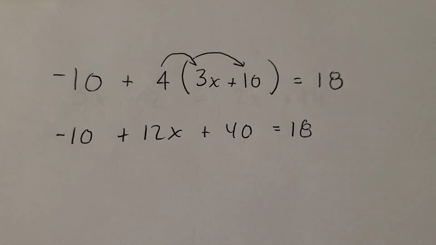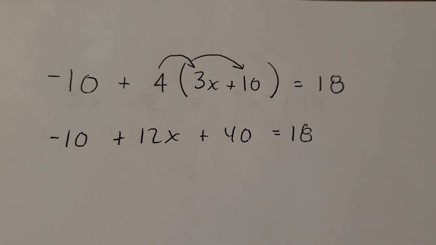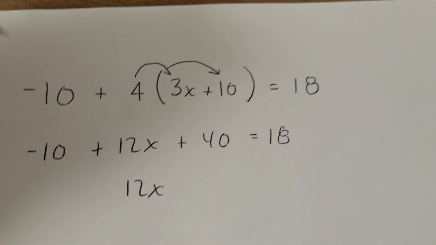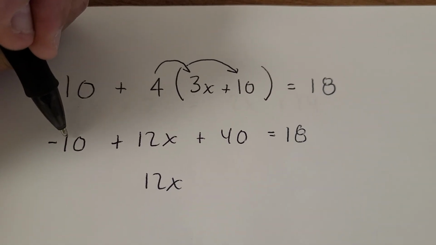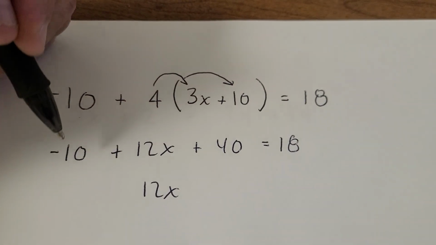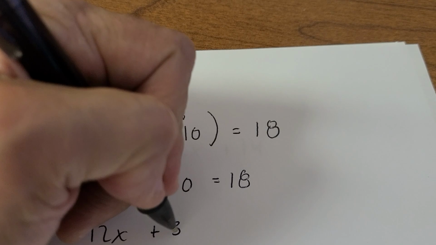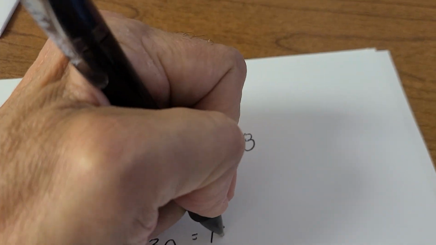Now, we got to combine some like terms. So we find all of our x terms. Here's our only x term. So I'm going to rewrite 12x. And now I want to combine -10 plus 40. Think about what that is. -10 plus 40 is positive 30. And all that equals 18.